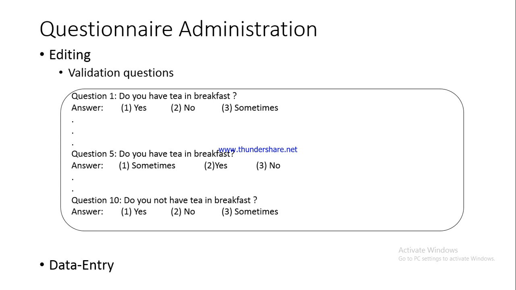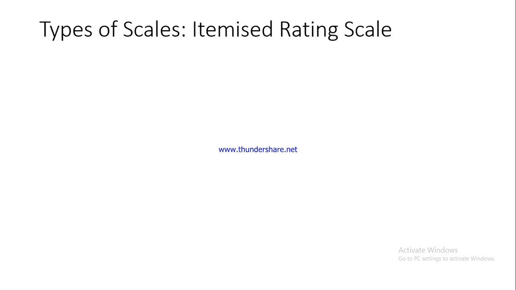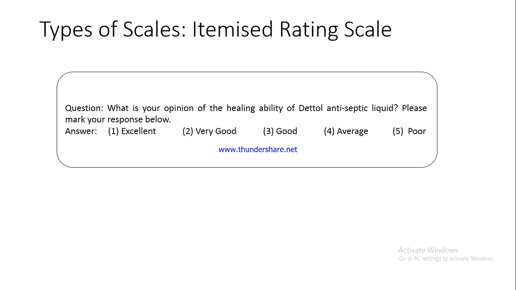Now let us discuss the scales that we use to measure the responses of the respondent. They are of different types. We'll be discussing them one by one in this particular session. So the first type is called the Itemised rating scale.